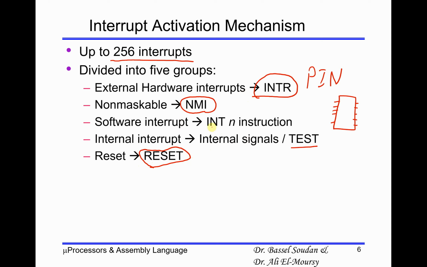The software interrupts are not done in hardware, they are done through software. Accordingly, the interrupts are activated, or called, through an instruction, not a pin. This is the INT instruction. INT space n is the prototype of the instruction, or how the instruction should be written. In n you define the type of the interrupt, as we will see shortly in the following slides.